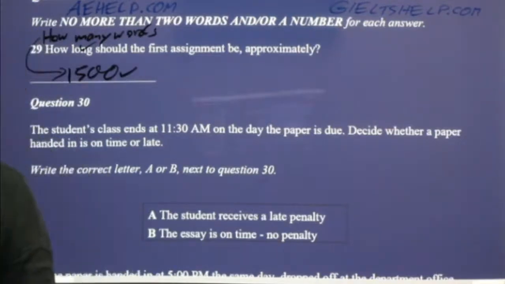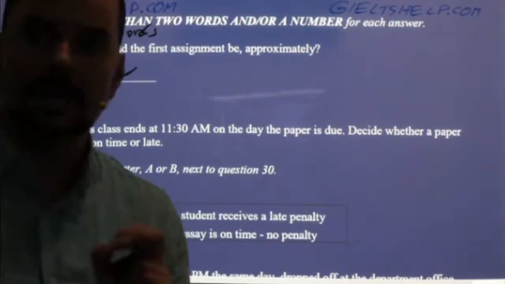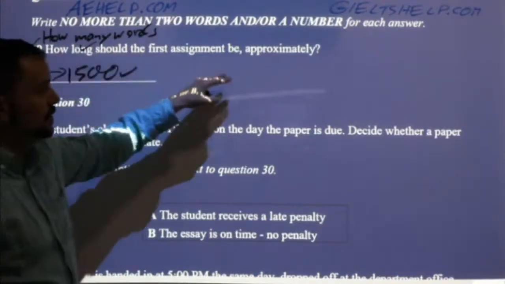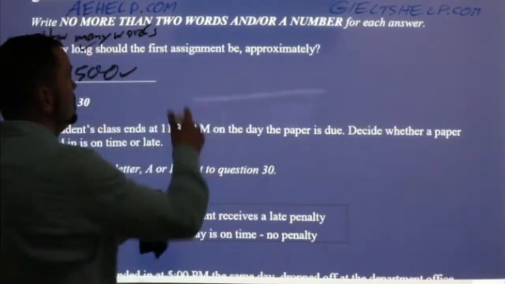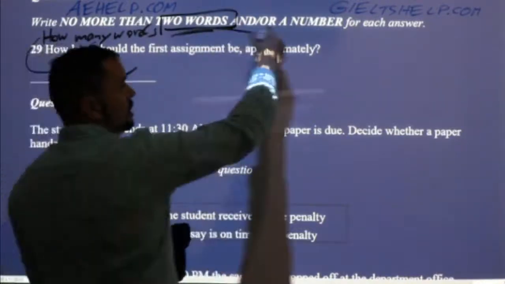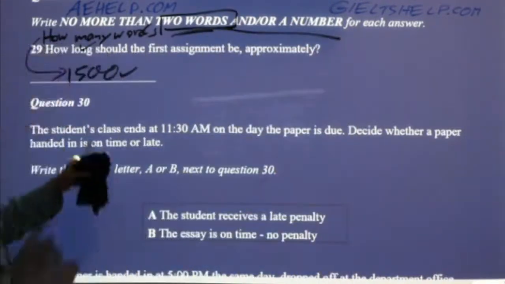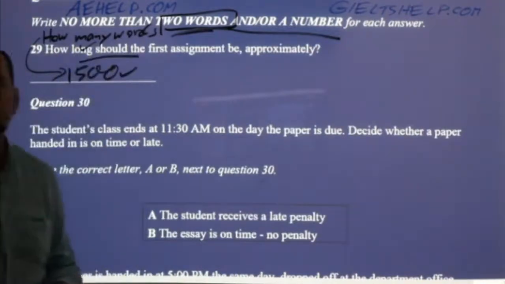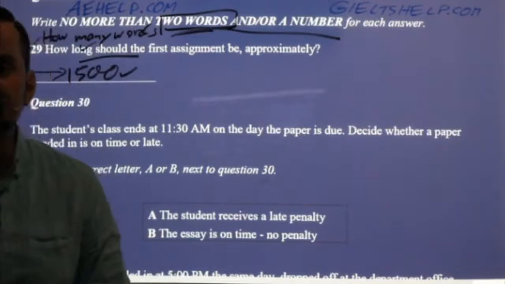So again, details are really important. Pay careful attention, and you can catch these during that 30-second review time and during the time when you're transferring your answers to the answer sheet. So this usually gives you a hint, 2 words and or a number, okay? Reread the question if it's short like this. Okay, is that clear?